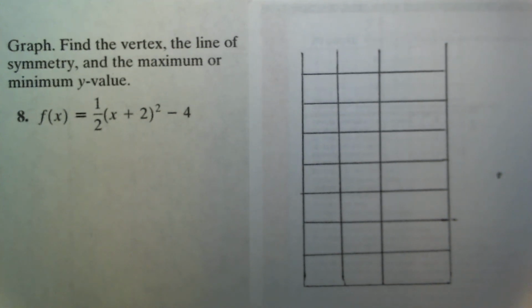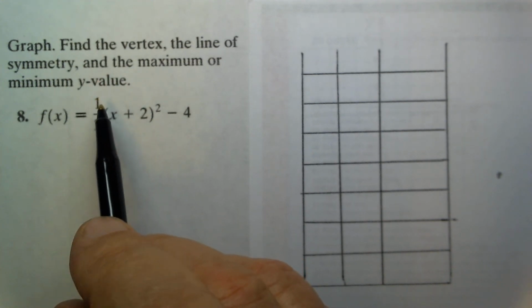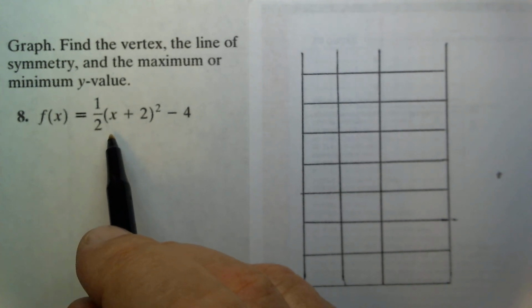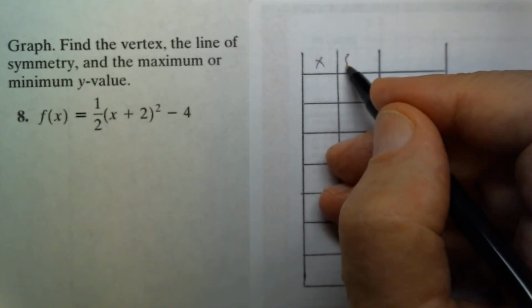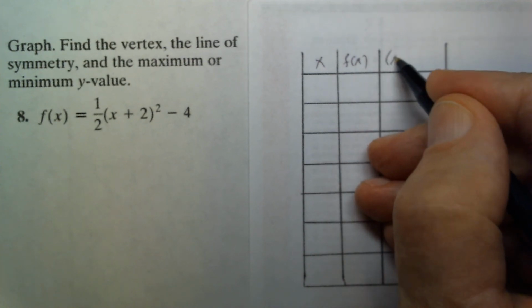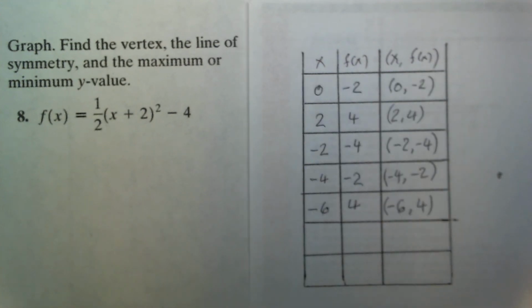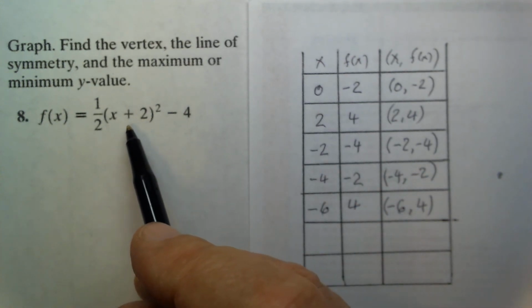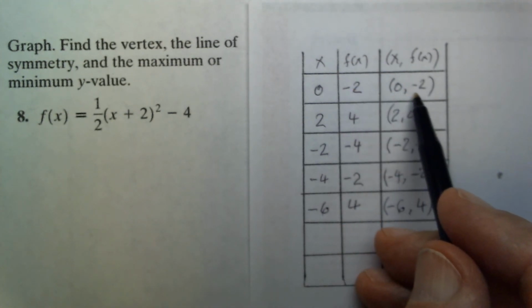For number 8, we are supposed to graph the function, find the vertex, the line of symmetry, and the maximum or minimum value. And since this is a positive value for a, we know it's an upward opening parabola, so we're looking for a minimum y value. Let's create a table of values for x, and then f of x, and the ordered pairs x comma f of x. So when we substitute for x the number 0, then we have 2 squared is 4, divided by 2 is 2, and 2 minus 4 is negative 2, which gives us the ordered pair 0 comma minus 2.